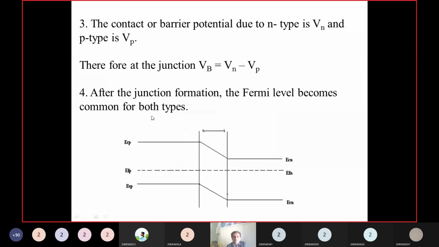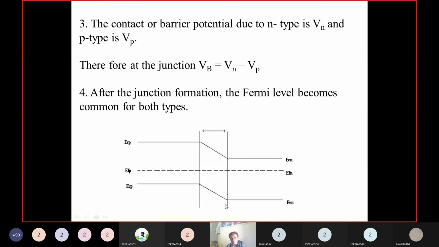After the junction formation, the Fermi level becomes common for both types. Before the junction, the Fermi level in a p-type semiconductor is nearer to the valence band, and in an n-type semiconductor it is nearer to the conduction band. After formation of the junction, the Fermi level is equal on both sides.